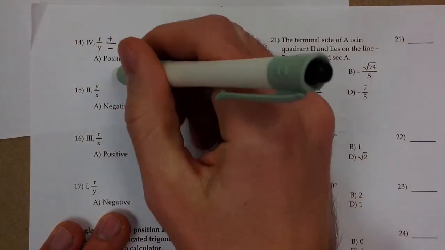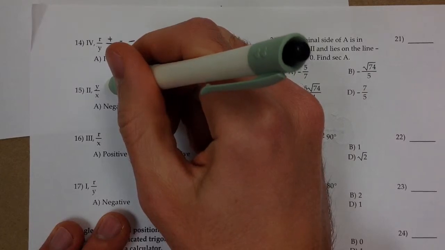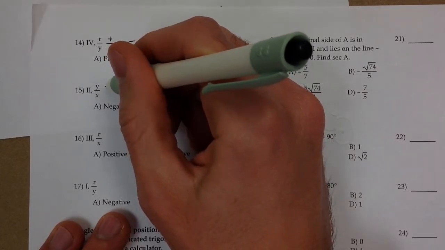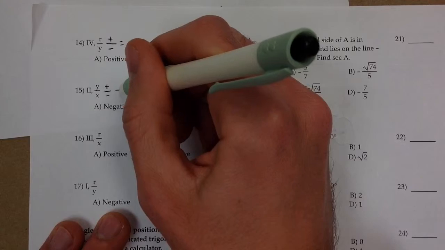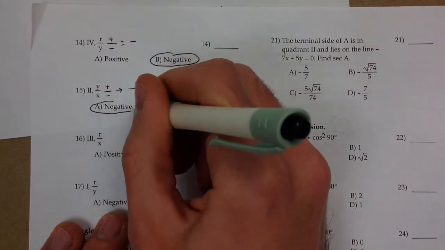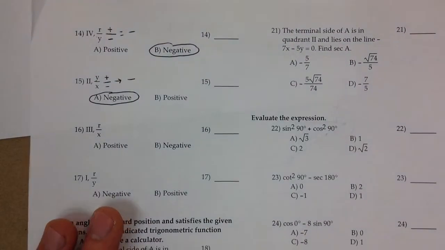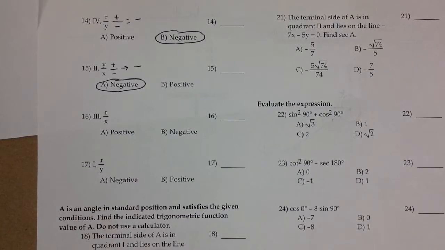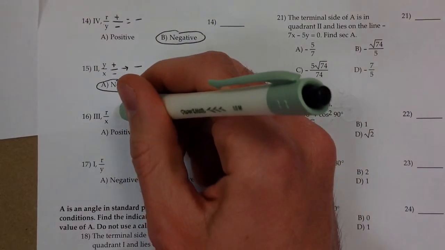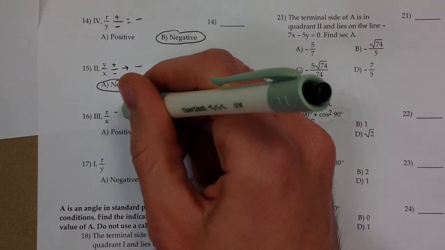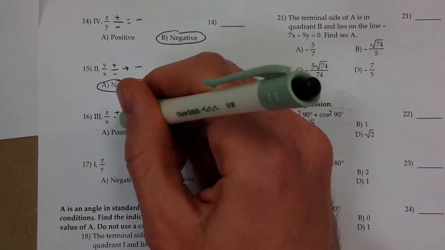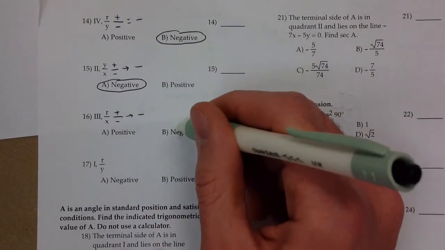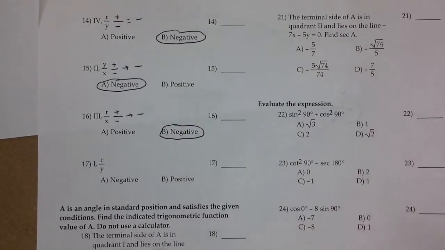Jake, second quad. Y positive or negative? Y is positive. Yep, x is negative. Therefore, negative. Very good. Therefore, tangent is negative in the second quadrant. Shirley, quad 3, r? Positive. Yep, x negative. Good. Resulting in negative. Therefore, secant is negative in quad 3.